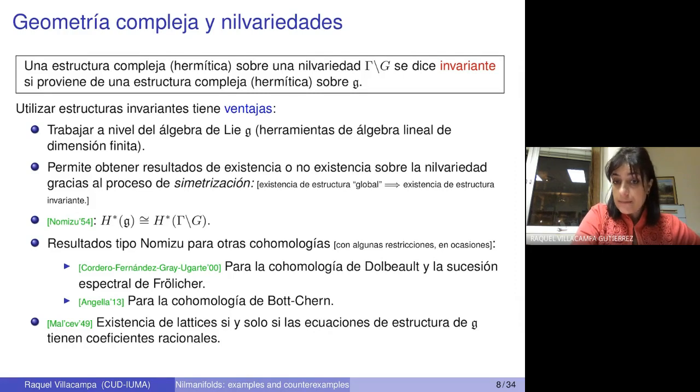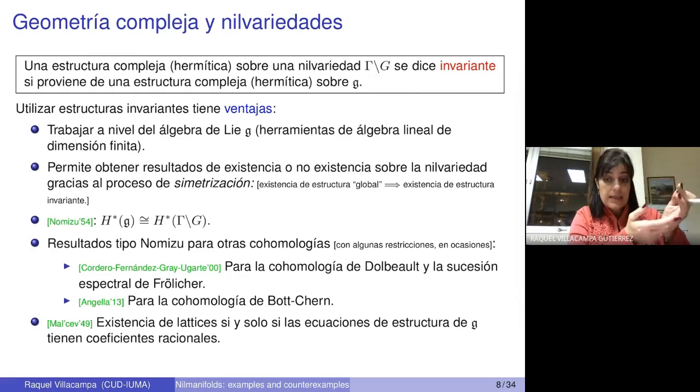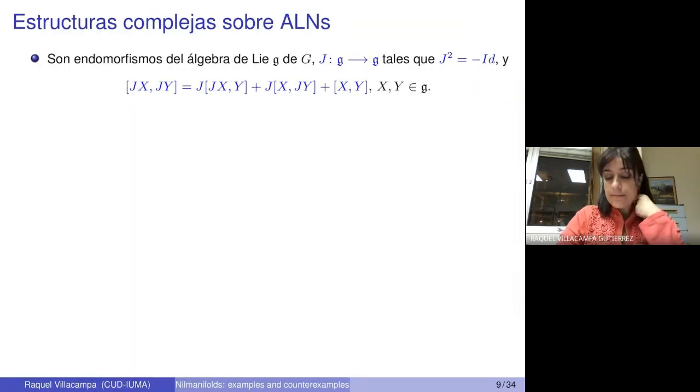So I hope that I convince you that working with nilmanifolds is a nice context, first to work in a simple way, and then to obtain good results in non-Kähler geometry. Well, so we focus our attention on nilpotent Lie algebras. And let us define what is a complex structure on a nilpotent Lie algebra.